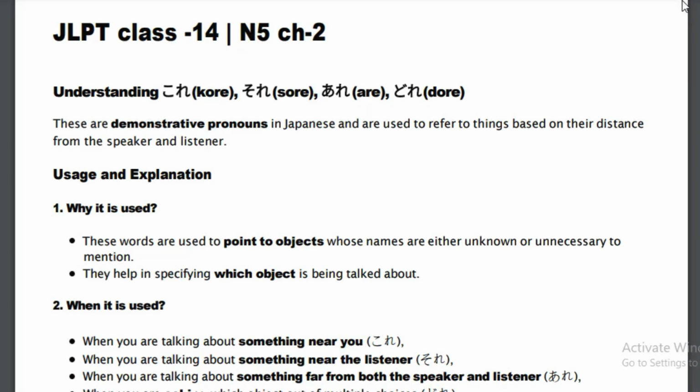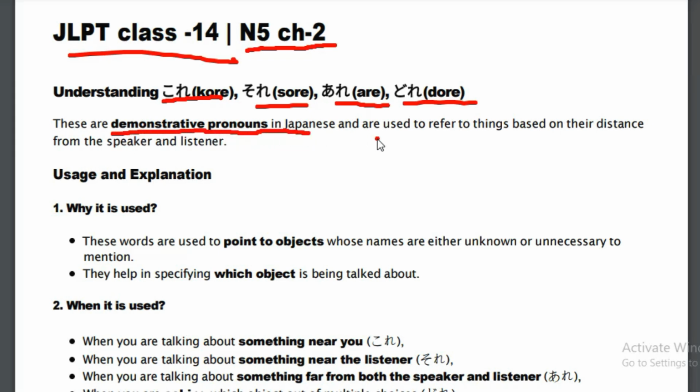Today is class number 14, JLPT N5 level, chapter number 2, and in this chapter we will learn about kore, sore, are, and dore. These are demonstrative pronouns in Japanese and are used to refer to things based on the distance from the speaker and the listener. So why is it used?